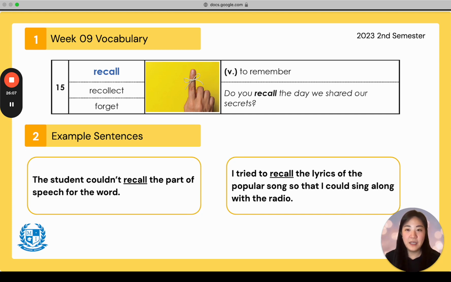Number 15: Recall. Recall means to recollect, and the antonym is forget. So here, this synonym is not recollect, okay? Recollect. And it's a verb, to remember.